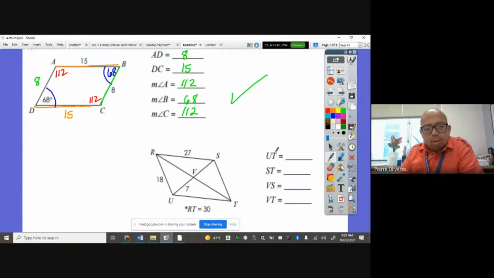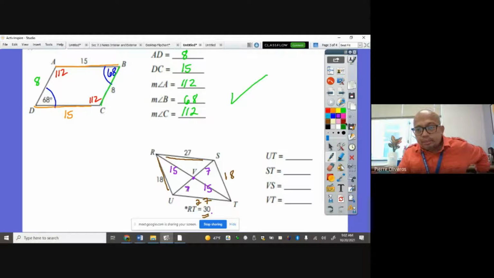Next, we have a quadrilateral RSTU. We know that this one here is 18, so this is also 18. We know this is 27, so this has to be 27 also. RT is 30. Remember, the diagonals bisect each other, so V is the midpoint. So this has to be 15, because half of 30 is 15. This 7 here has to be 7 also.